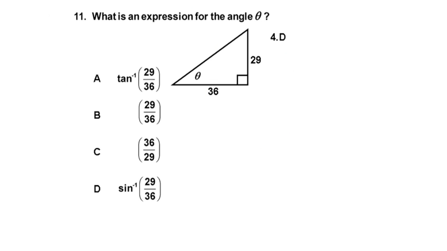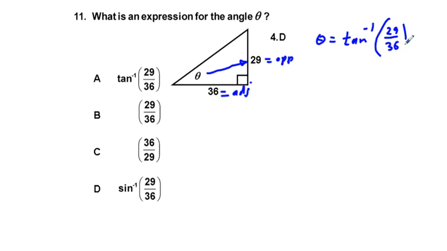Next, 11. What is an expression for angle theta? Well, here we have theta right here. Over here, 29 is our opposite. And down here, 36 is our adjacent. So we would have our choices. Theta is going to be equal to inverse tangent of 29 over 36, or we can write this as theta equals inverse cotangent of 36 over 29.